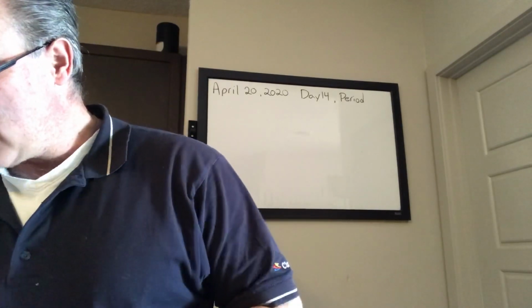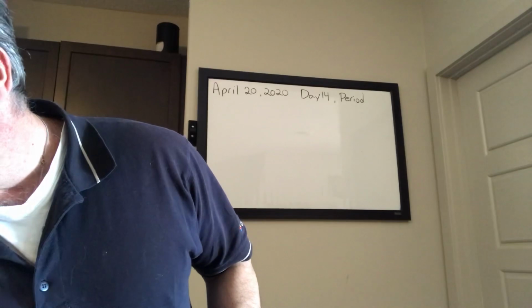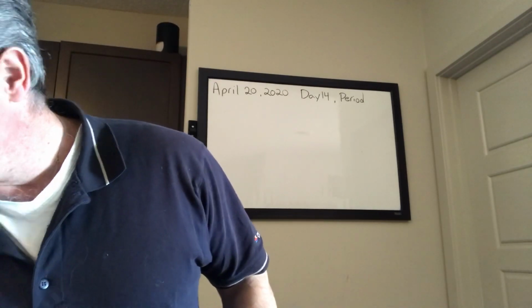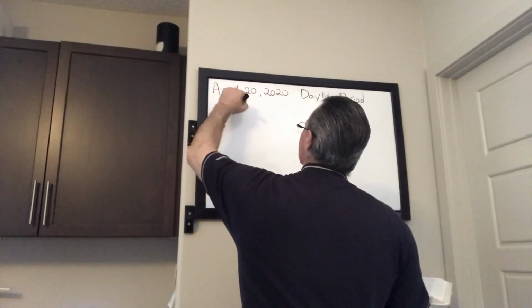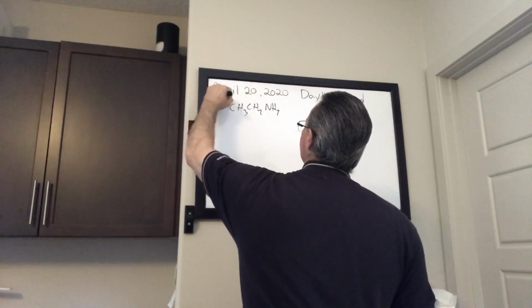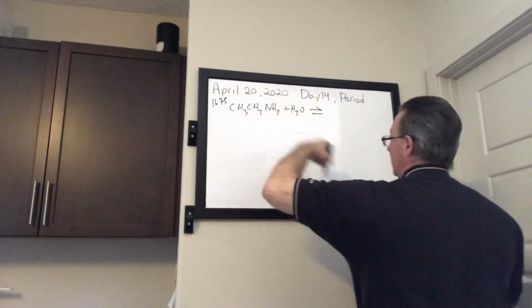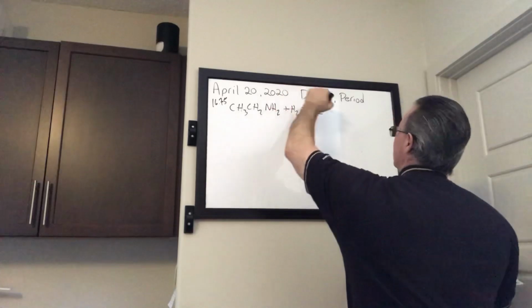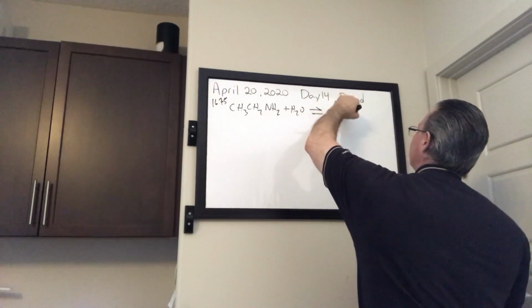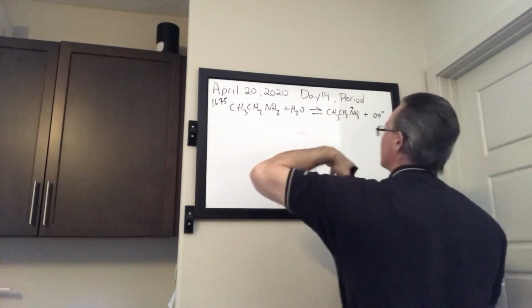So it's ethylamine. Yes, it is ethylamine, and it looks like this. This is number 1675. When you dissolve ethylamine in water, it pulls a proton off the water, and you get ethylammonium. And that water becomes a hydroxide.